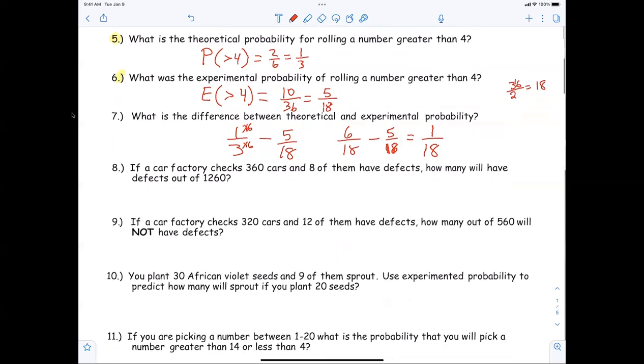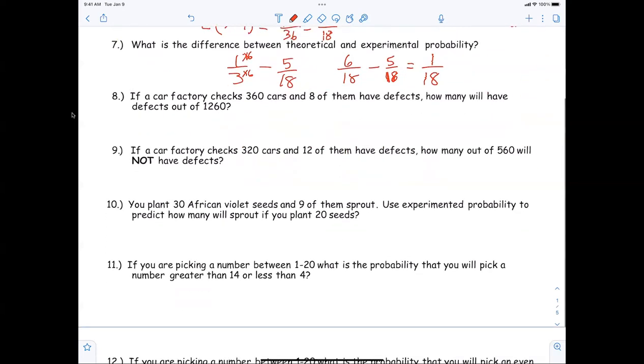All right, let's see who was paying attention. All right, so in question number 8, it says, if a car factory checks 360 cars and 8 of them have defects, how many will have defects out of 1,260? All right, it's called sampling.